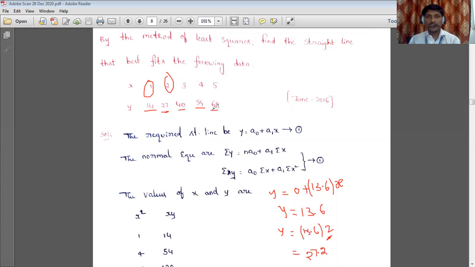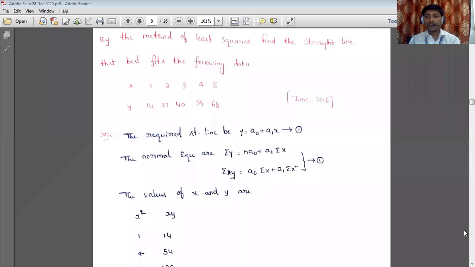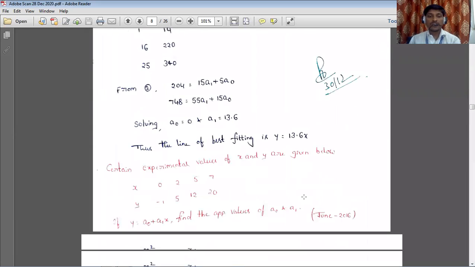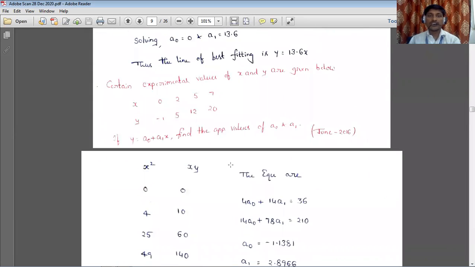Okay, so this is the way you need to solve the fitting of a straight line by using the straight line they give. Okay, so next, let us see one more problem on that and then we go to the next. So here it is, certain experimental values of x and y are given below. So here are the x values as well as the y values. So what are the values of x?